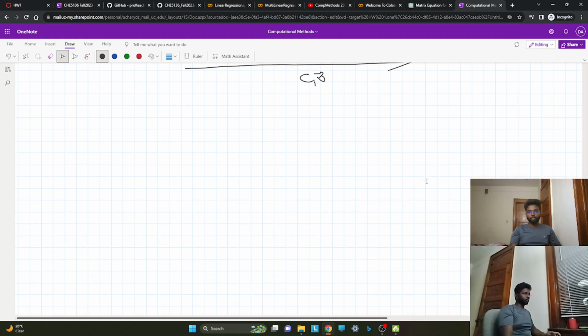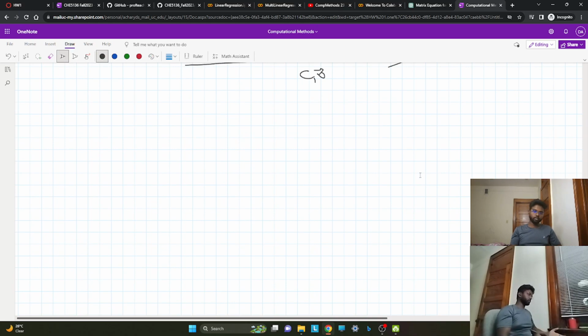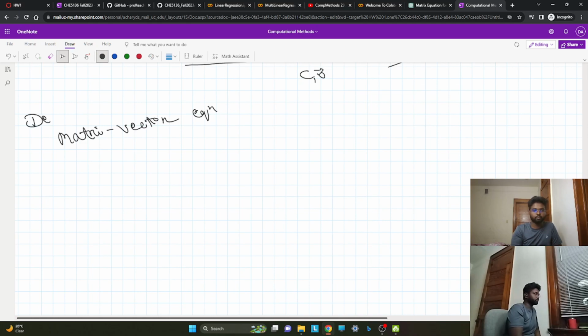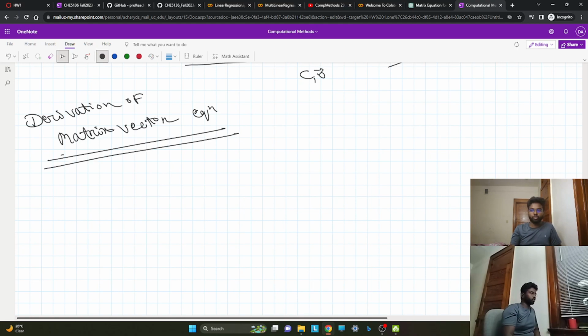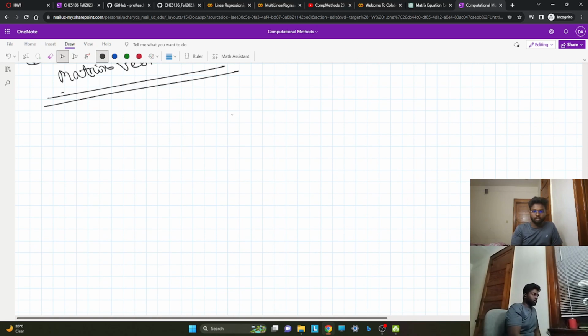After this, I will go into the matrix vector equation. We'll derive the matrix vector equation. So for example, let's take three axes. This is the z axis, this is the x axis, this is, for example, the y axis. Let's take any vector in the space.